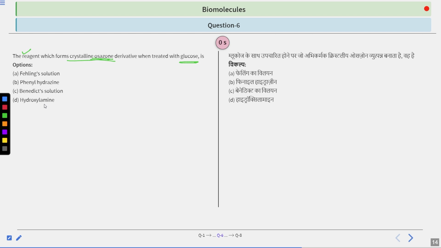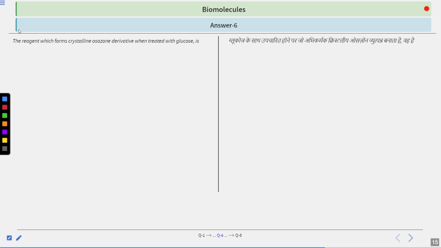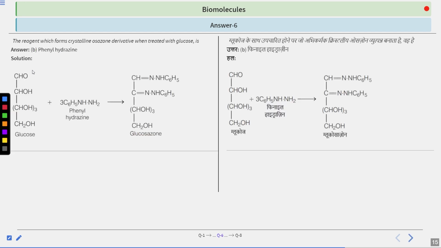Okay, let's see. So the correct answer for our given question is option B, that is phenylhydrazine. When we treat glucose with phenylhydrazine reagent, phenylhydrazine is 3 moles of C6H5NH.NH2. So when you treat glucose with phenylhydrazine as a reagent, it will give us glucosazone, which is an osazone derivative, right? Crystalline in nature.